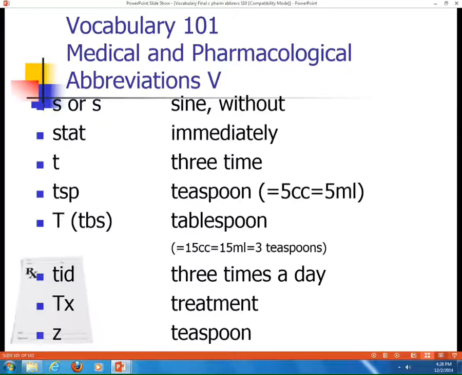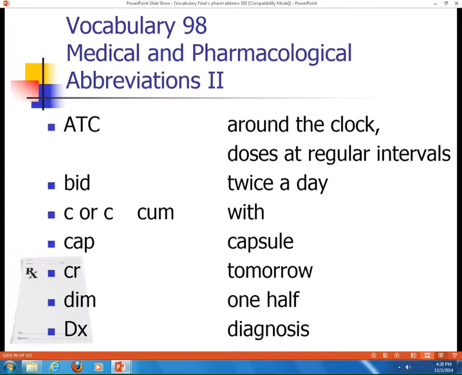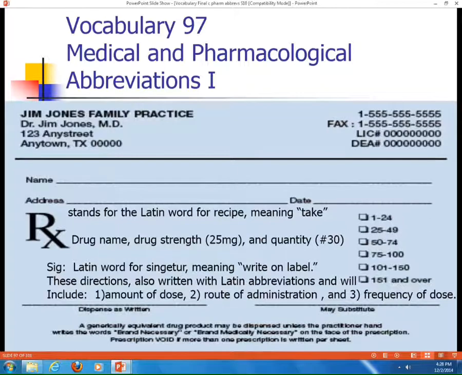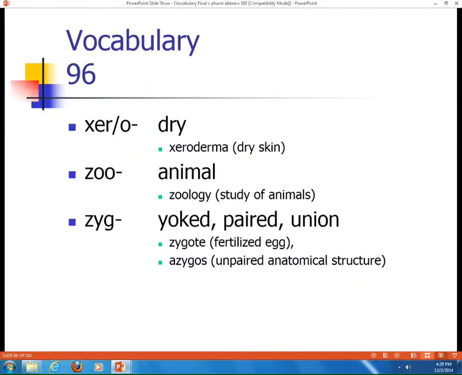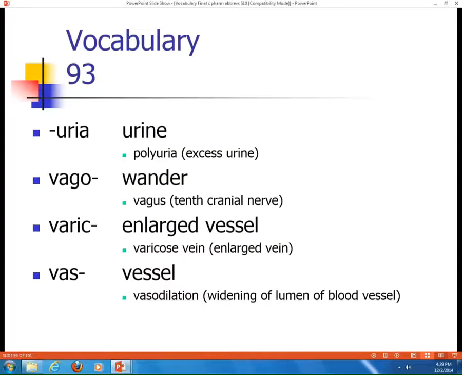So just simply what I'll do is I'll give you a script. It'll look something like this, and there'll be something written on here, and you'll have to tell me, what does BID mean? What does PRN mean? What does NPO mean? That kind of thing. And you'll just interpret it. You'll fill in the blanks, and that'll be just a little bit of a twist on the vocabulary that we've become accustomed to. So on the final exam, vocab will go, what was it, back to 93? Yeah. So urea on, to the very, very end, including the pharmacological and medical abbreviations.